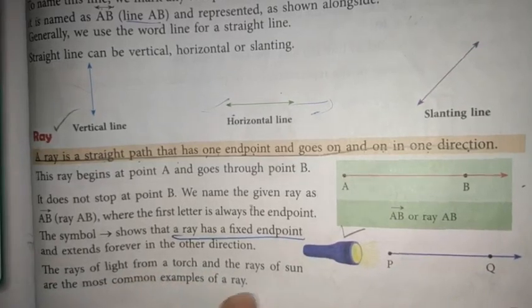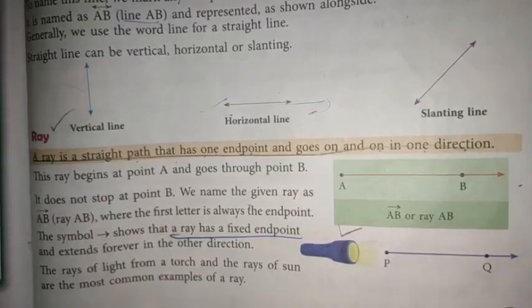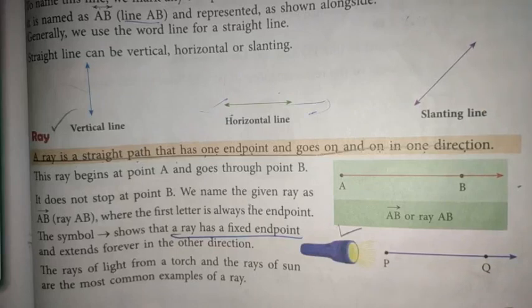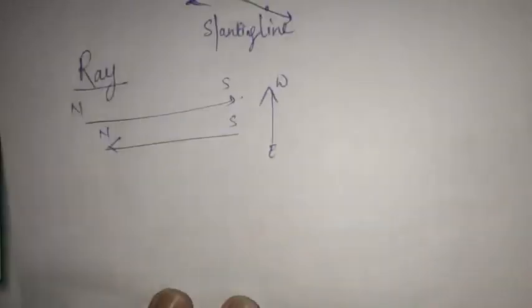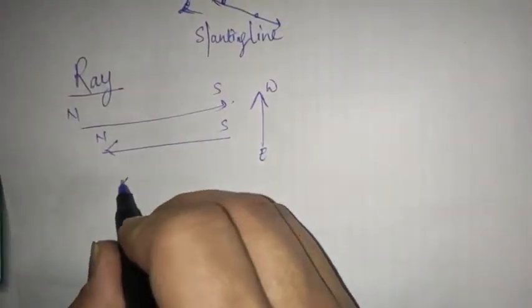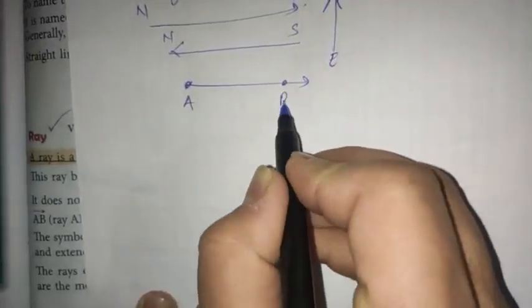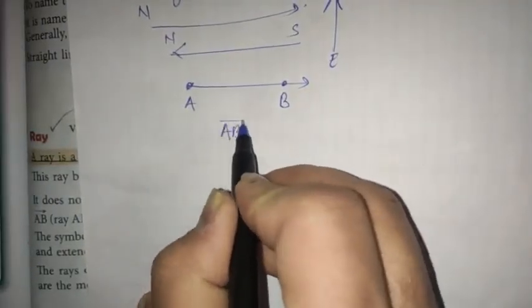Okay, so I hope you have understood what a ray is. I hope you have understood the difference between the line and the ray. A line doesn't have any end point, yes, but the ray has a certain end point or fixed end point. So a ray is denoted like this. Suppose if I made a ray like this and I gave it the name AB, then the ray AB will be denoted like this.